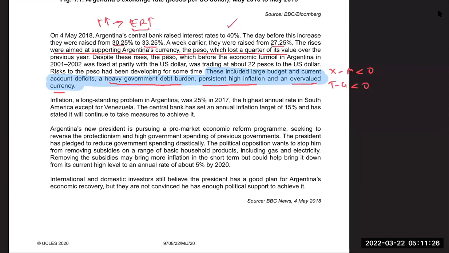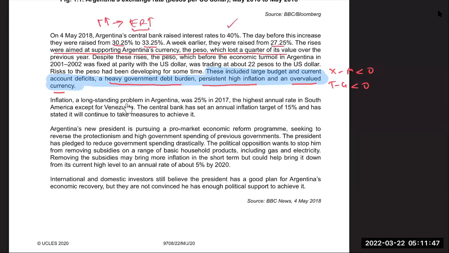Kind of like what is the situation in Pakistan? We have a large budget deficit. The government doesn't have money. We have a current account deficit. We have a heavy debt burden. We have not persistent high inflation, but we have a high inflation. And our currency, I don't know whether it's overvalued. That's something which probably doesn't work for Pakistan.